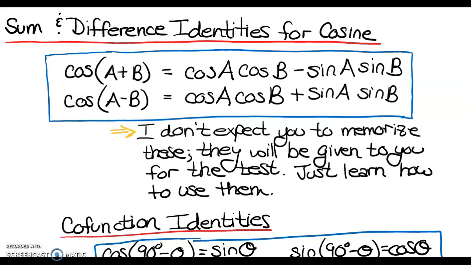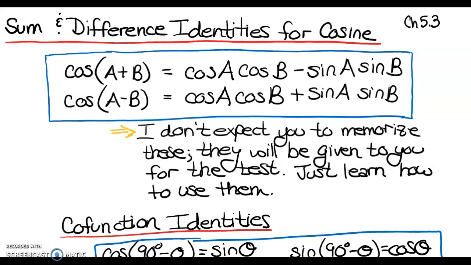Hi all, in this video we're going to take a look at the sum and the difference identities for cosine. So I have them in a nice blue box here. We're not going to go over the proof for these. You can find that in your textbook in section 5.3, chapter 5.3. It has a really nice proof for the cosine of a minus b, and the same proof can be used for the cosine of a plus b.